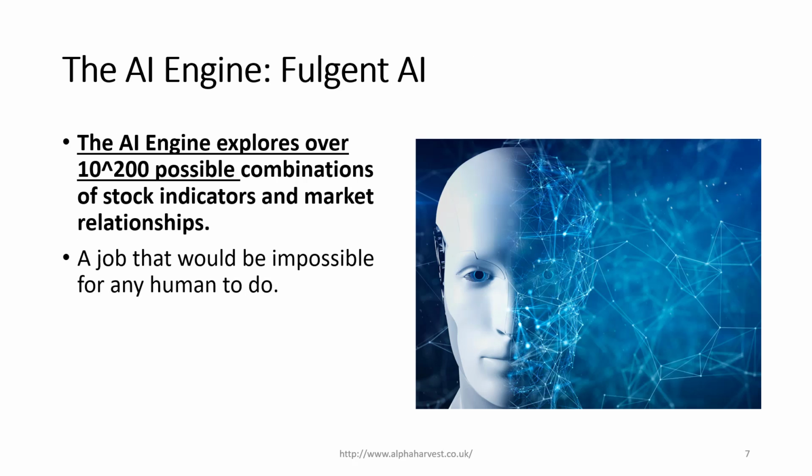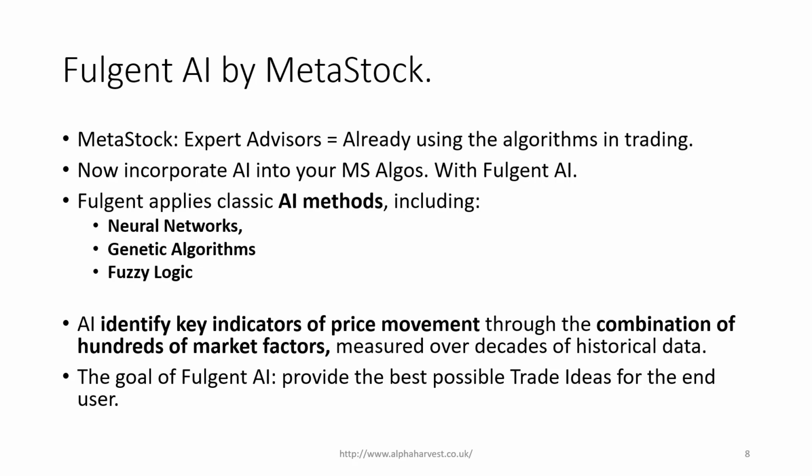Now, the tip of the iceberg explanation of how this artificial intelligence engine really works is in the training process. The AI explores 10 to the power of 200 possible different combinations of stock market indicators and market relationships. This is a job impossible for a human to do. It would take many years to do those types of calculations. We use primarily genetic algorithms that identify key indicators of price movement through a combination of hundreds of market factors, measuring over decades of historical data. So we use these genetic algorithms.